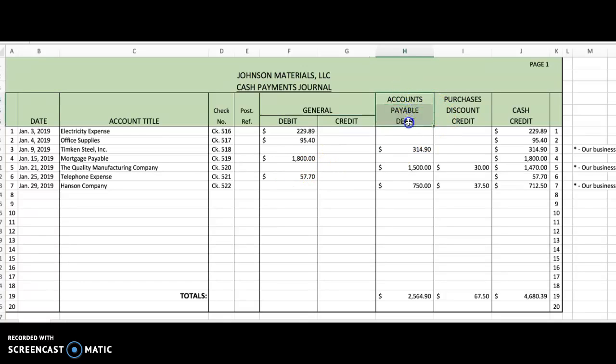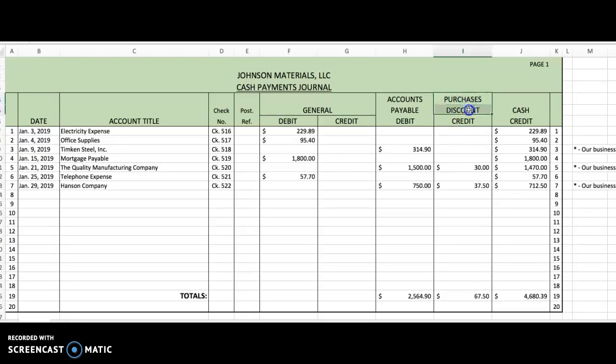Next one, accounts payable debit. And again, the accounts payable account is a liability account. If we are paying on a liability, we're paying part of it or all of it, that means that liability account will be going down. Accounts payable is a liability account. If it goes down, it decreases on the debit side. We don't need accounts payable credit in this journal because that would mean we are increasing the liability, and we would be using a different journal for that.